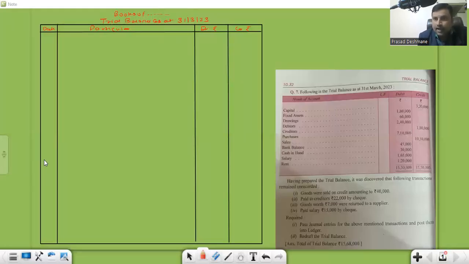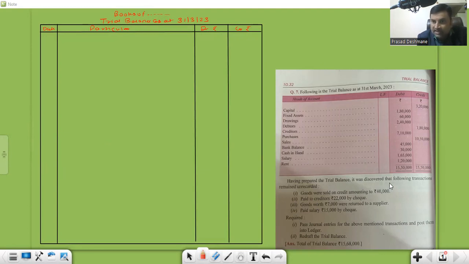So in another session, we are doing the trial balance with the adjustments. Question number 7, we have some adjustments. What we need to do is first tick mark the adjustments, and then accordingly we'll do the adjustments. The first thing they have mentioned after the table is that, having prepared the trial balance, it means they already prepared the trial balance.